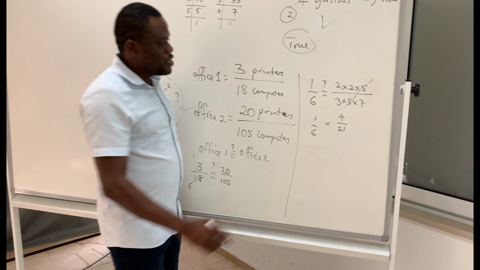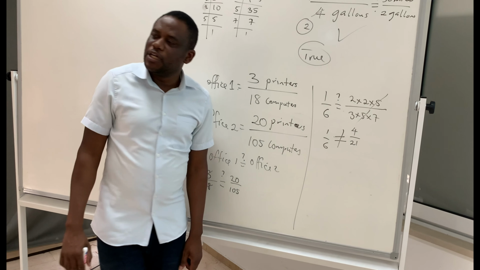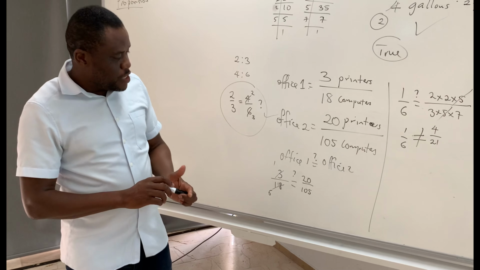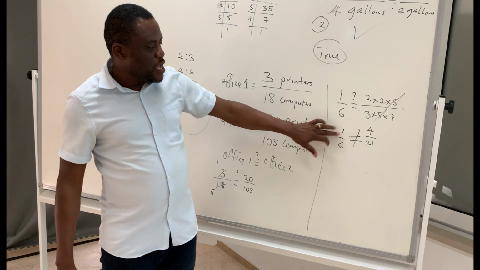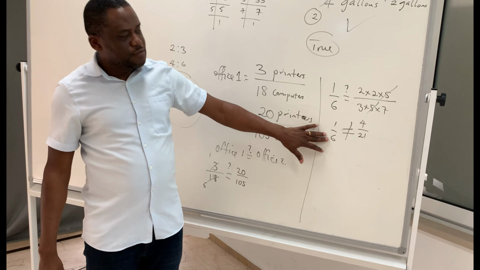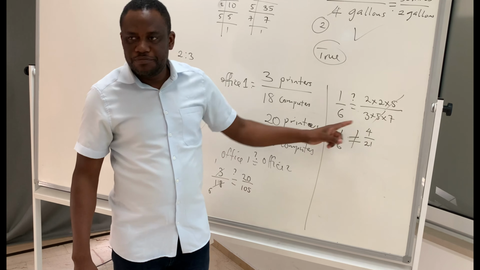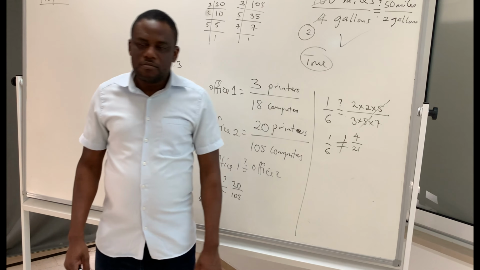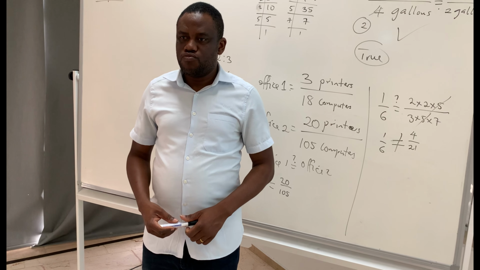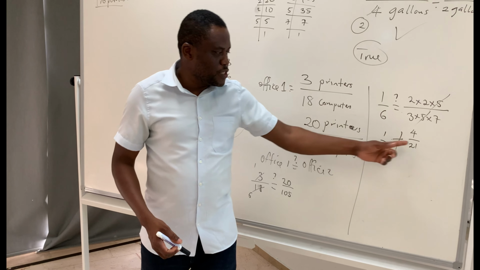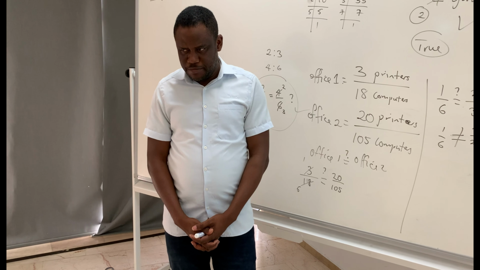Is it the same? It's not the same. In this place, one printer is for 6 computers. And this one says 4 printers is for 21. So it's not the same. Since it's not the same, we say this is not true. Because this number is not the same. Do you understand?